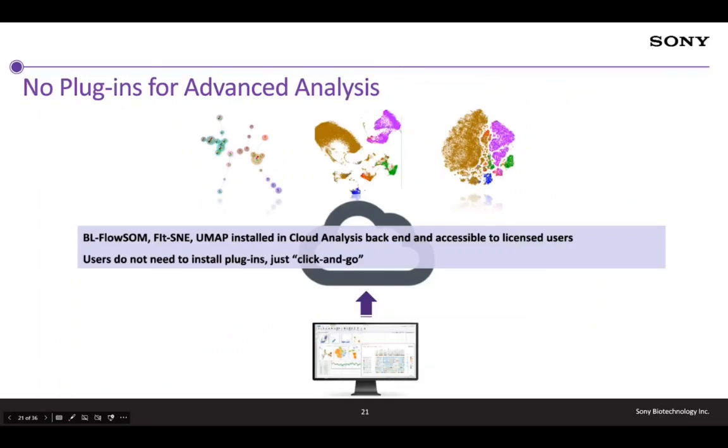So there's no plugins because we're uploading data to the cloud. The batch learning FlowSOM, FIt-SNE, which is just like a tSNE, and UMAP are installed in the SFA on the cloud analysis backend, and they're accessible to the licensed users.